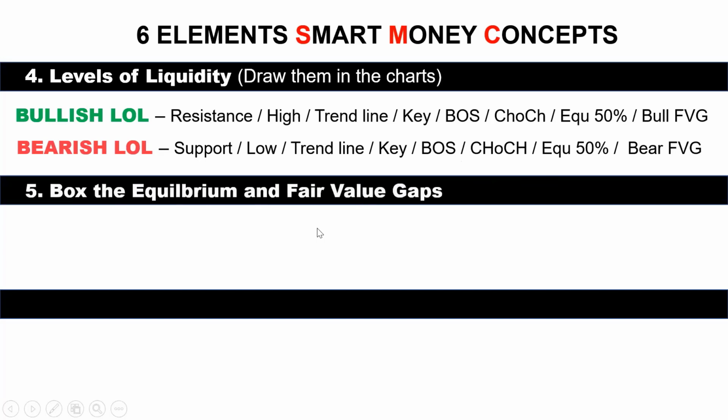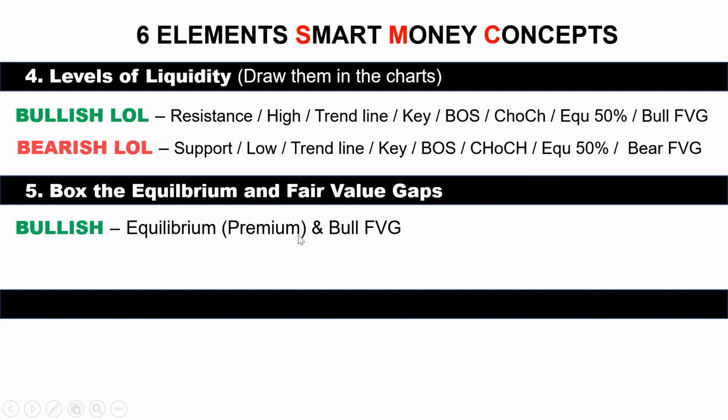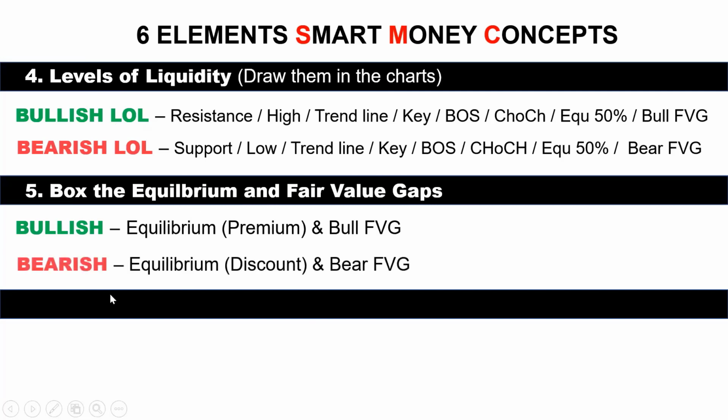Then box the equilibrium and fair value gaps. So if it's bullish, plot your swing highs, your swing lows, and put in your equilibrium levels. So see where there is premium, see where there's discount, see where there's equilibrium. Find your bullish fair value gaps and make sure they're quite large. I don't personally like looking at small fair value gaps. I like big impulse candles to the upside, big impulse candles to the downside in order to spot equilibrium levels and also imbalances and inefficiencies.